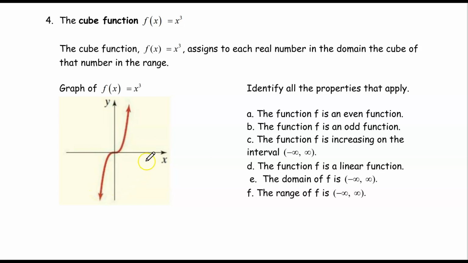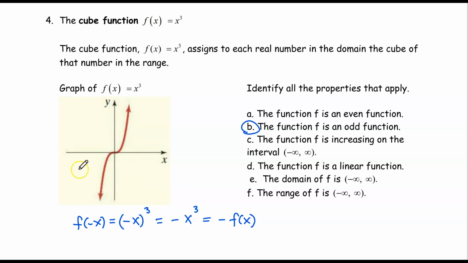Now, is this function here an even function? That means if you're going to evaluate f at negative x, will you still get f of x? So let's try that. Let's replace x here by negative x. So we have negative x cubed. And that is equal to negative x cubed, which is negative of f of x. So in other words, f of negative x is equal to the negative of f of x. And that means that the function is an odd function. So it is an odd function.